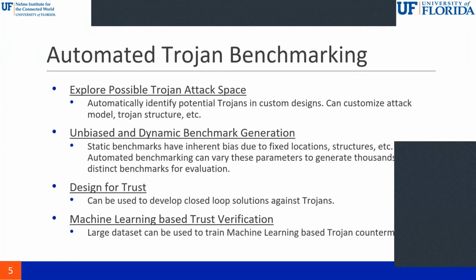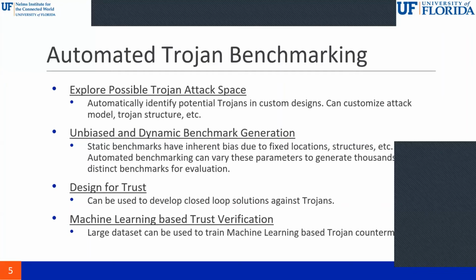This can also be used for design for trust in a closed loop solution. If you have a Trojan detection technique and you want a feedback loop, you can insert Trojans, see if they get detected, or see if you prevent insertion, and continue this feedback loop until you get satisfactory results. And then as we see this surge of machine learning based, graph neural network based trust verification, we need data, a large amount of data. So this kind of framework can be used to generate this sort of robust data for machine learning.